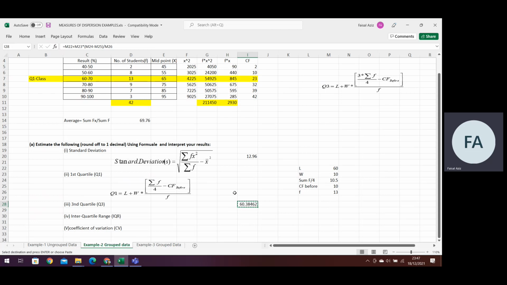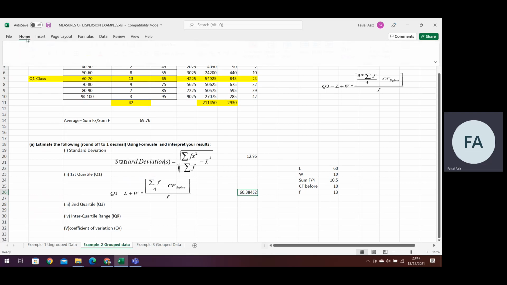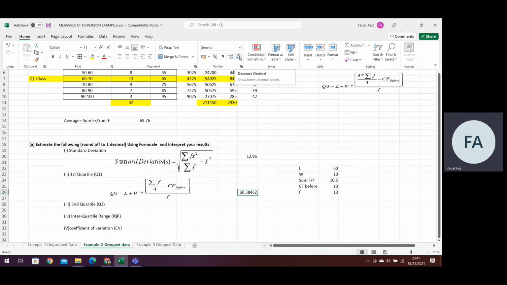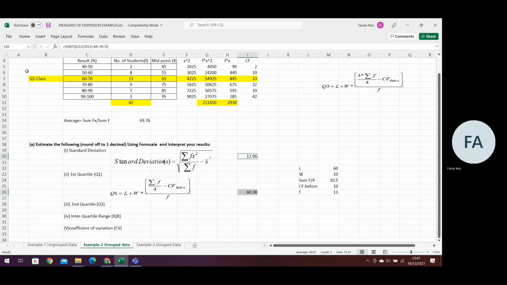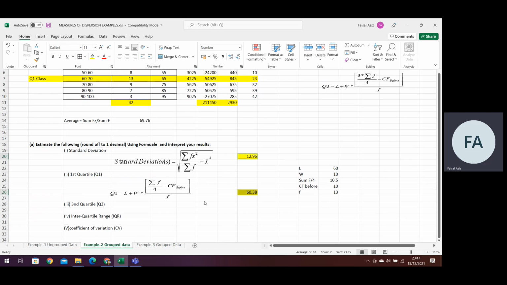Actually it came in front of third quartile. I should have put it here. Okay, here it comes, 60.38462, and we can reduce the decimals up to 2. So 60.38 is the first quartile. I'm going to highlight these values.